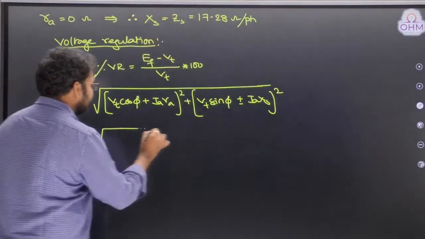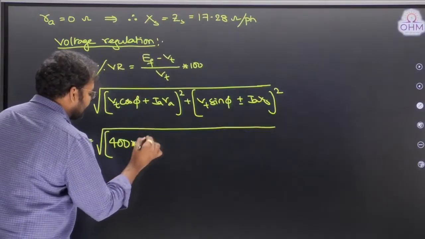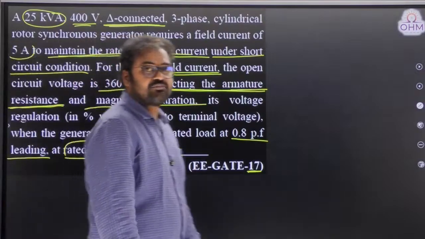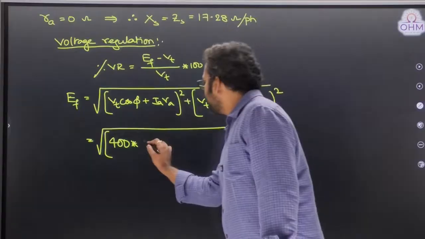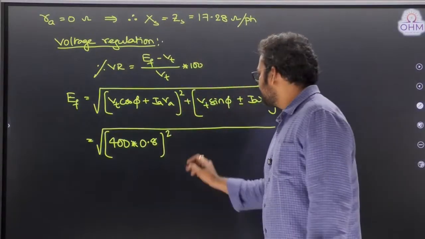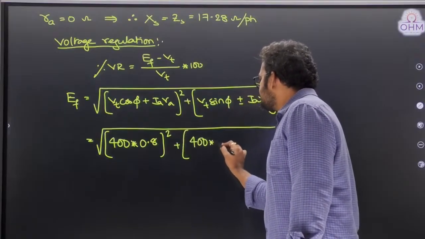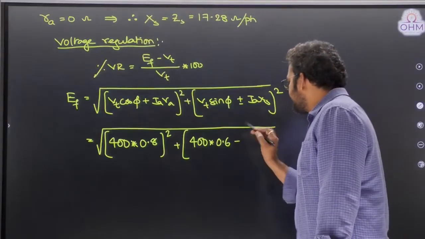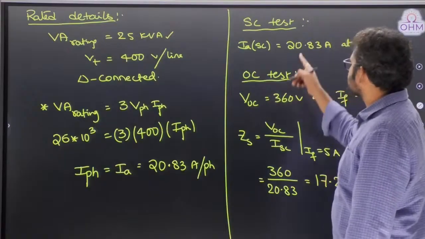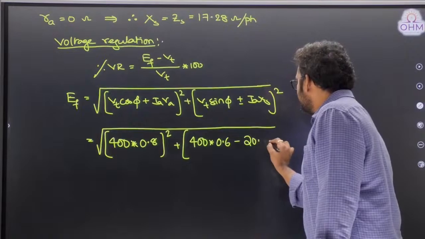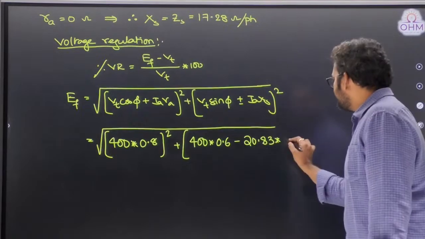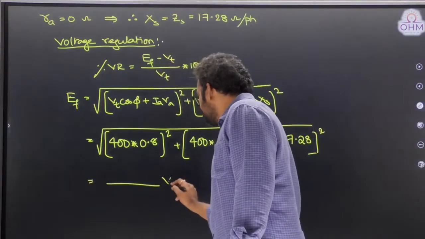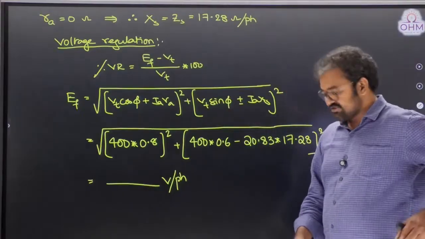So let us substitute. What is V_T under rated condition? 400. At what power factor we are asked to calculate voltage regulation? Yes, we are asked to calculate voltage regulation at 0.8 power factor leading. 0.8 leading power factor. So 0.8. R_A was neglected. Therefore, I am directly writing V_T sin phi, 400 into what is sin phi? 0.6. If cos phi is 0.8, sin phi is equal to 0.6. Leading power factor, therefore this is a minus sign. And what is the value of armature current? Yes, rated current 20.83 into what is the X_S value? 17.28 whole square. So if you solve it, you will directly get E_f magnitude, voltage per phase, and then we can calculate regulation.